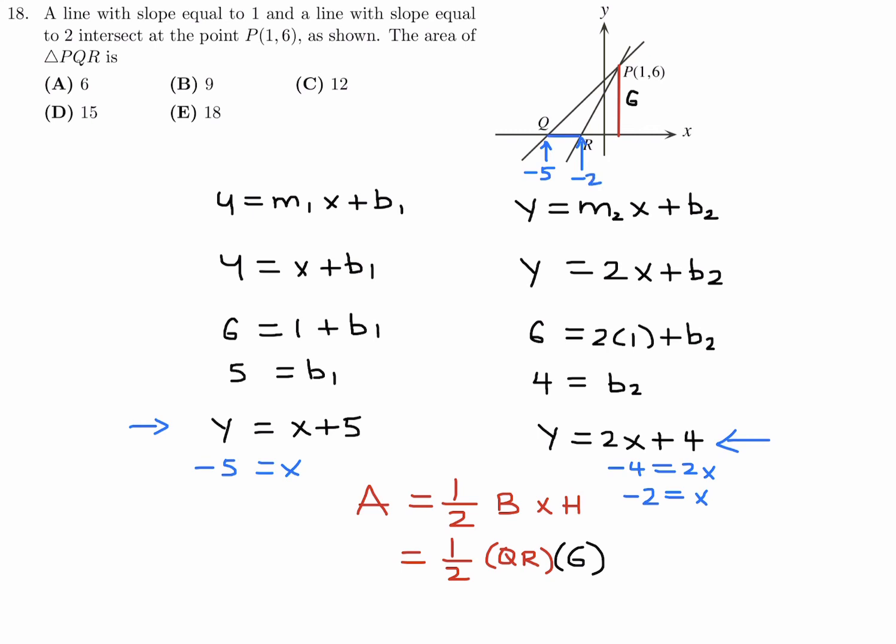So the distance from Q to R is going to be 3. So there you go. You have 1/2 times 3 times 6, and that looks like 9. So the area of PQR is 9, therefore number 18. The answer is B.